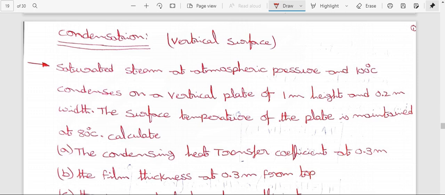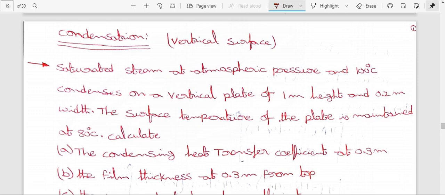So here, condensation. What is condensation? When a saturated vapor comes in contact with a surface, the temperature of which is maintained below the saturation temperature at the vapor pressure, it is called condensation.